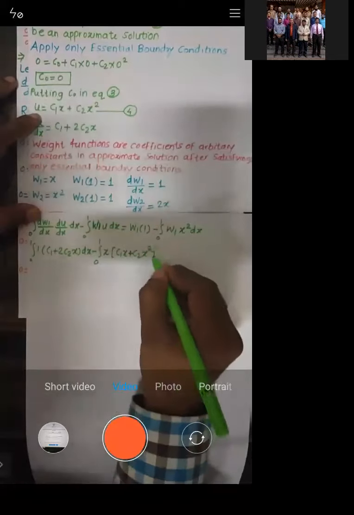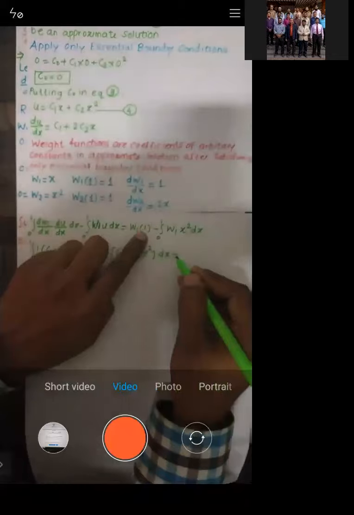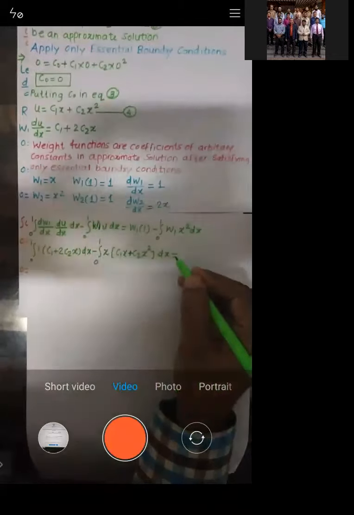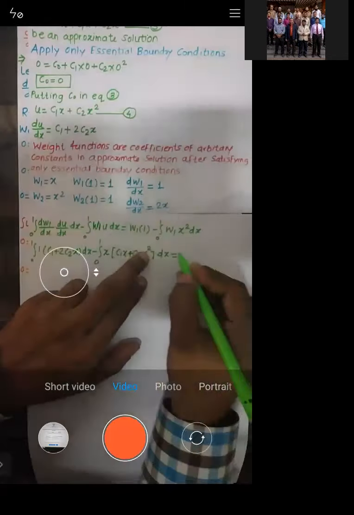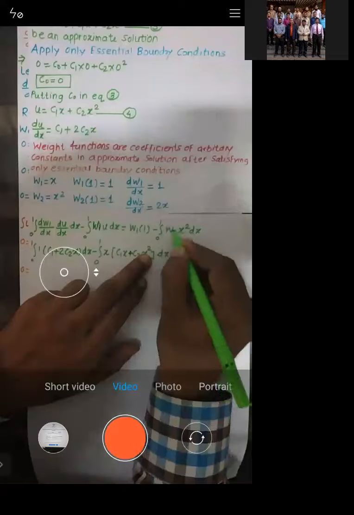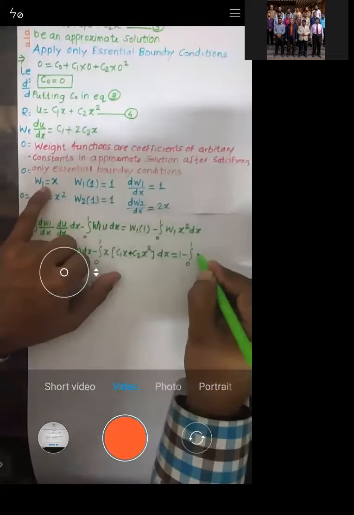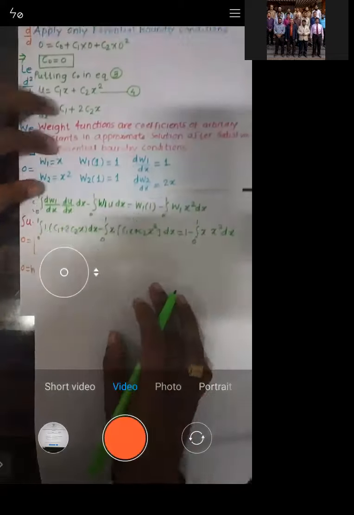Okay, this is the integral of u dx, equal to the weight function when x is 1. You can see the weight function when x is 1 is 1, minus the integral from 0 to 1 of w1. What is w1? It's x into x square dx. Now let us solve it.